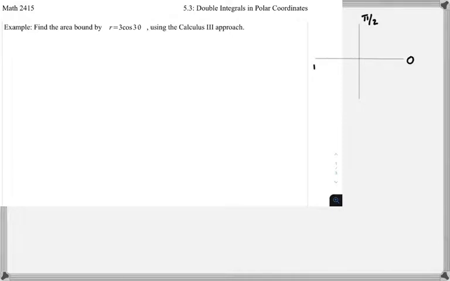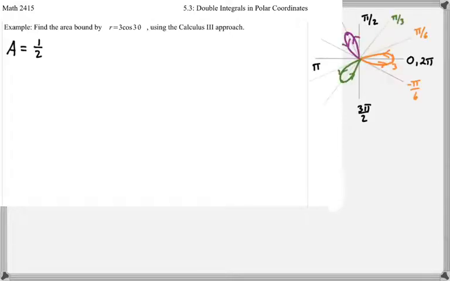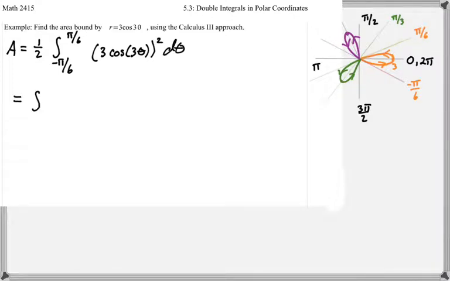So I'm just going to re-sketch. And so we have the area is equal to 1/2 integral from negative pi over 6 to pi over 6. And this is just going to be the area of one petal. 3 cosine of 3 theta squared d theta.